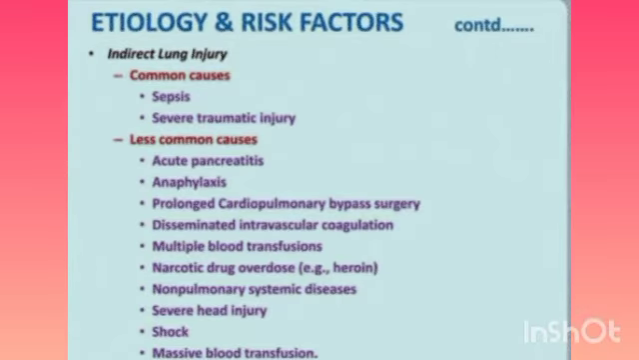And indirect lung injury is sepsis, where infection goes into the bloodstream and spreads throughout the whole body. Next are severe traumatic injury, acute pancreatitis, anaphylaxis, prolonged cardiopulmonary bypass surgery, disseminated intravascular coagulation, multiple blood transfusions, narcotic drug overdose, severe head injury, shock, massive blood transfusion, etc.